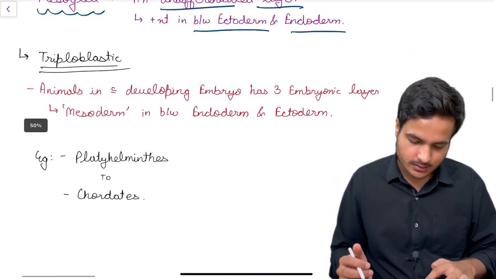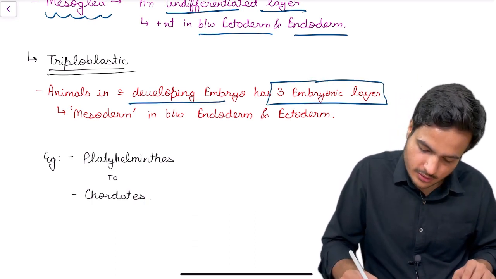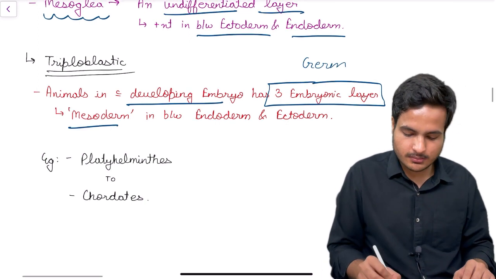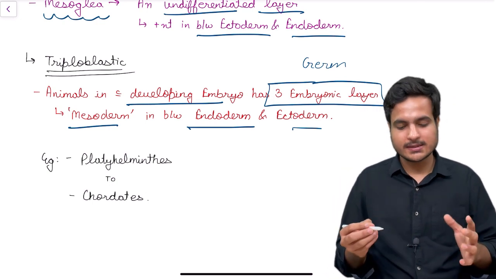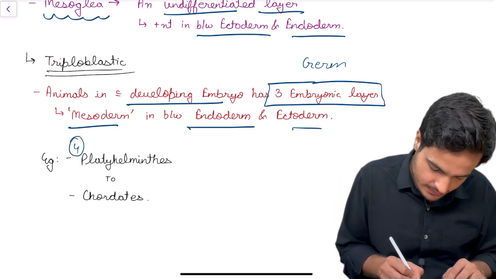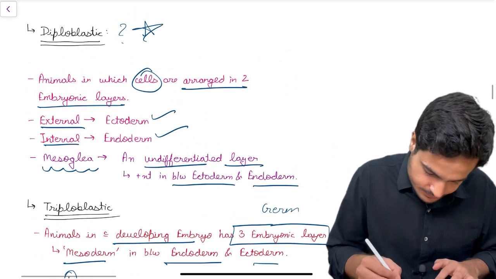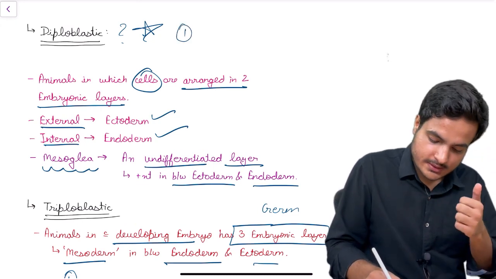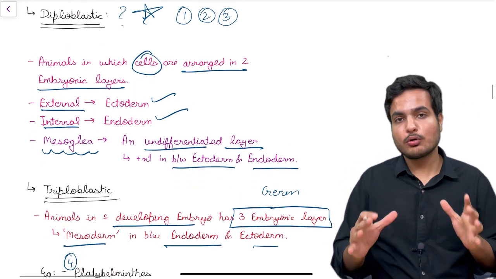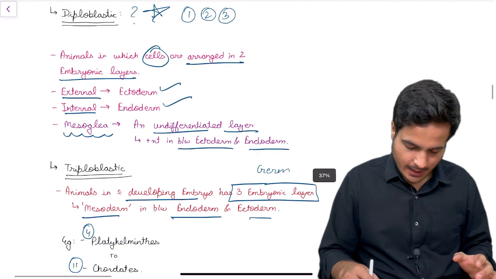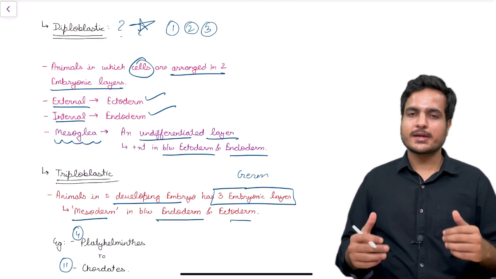And now coming to the triploblastic organisms. In these, the developing embryo has three embryonal layers, or three germ layers, and mesoderm lies between ectoderm and endoderm. The examples of triploblastic organisms lie from the 4th phylum till the 11th phylum onwards. And so we can come to know that the first phylum Porifera, second phylum Coelenterata, and third phylum Ctenophora all have diploblastic organization. So with this, I hope it is clear to you which animals will be called diploblastic animals and which animals will be called triploblastic organisms.